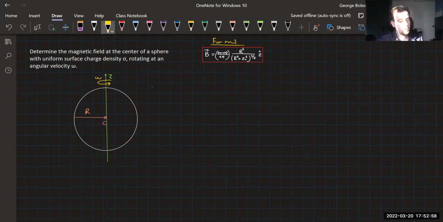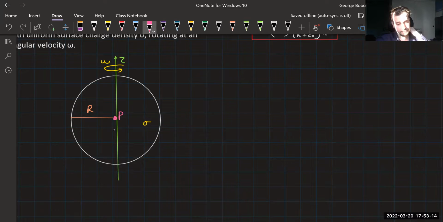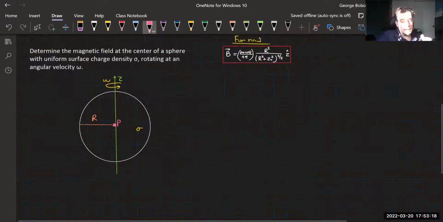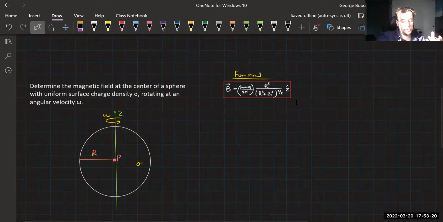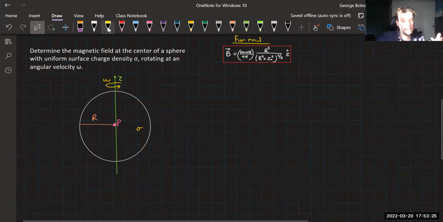Now, it also carries uniform surface charge density sigma. And we want to find the magnetic field at its center right now. This is the point of interest, right at the dead center. How do I do this? Well, I can use a building block from the ring result. I can break the sphere into small rings. Here's one of them, for example.